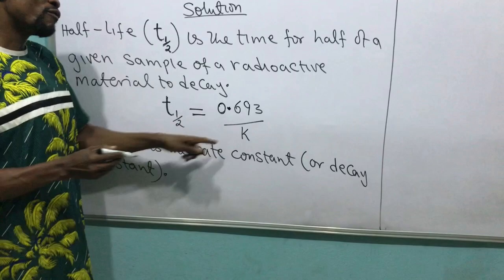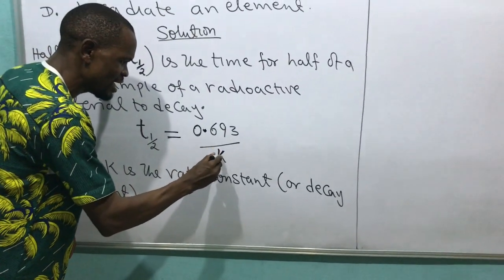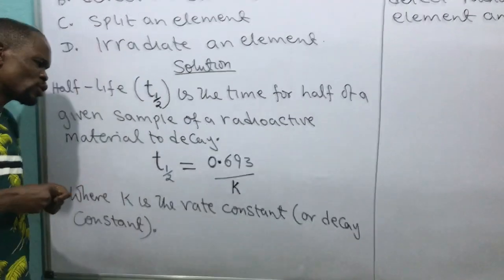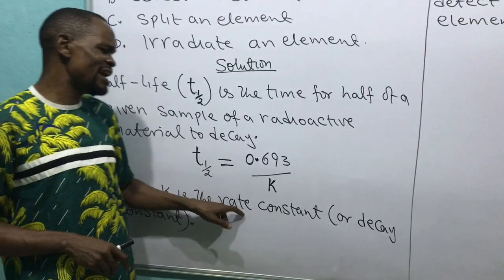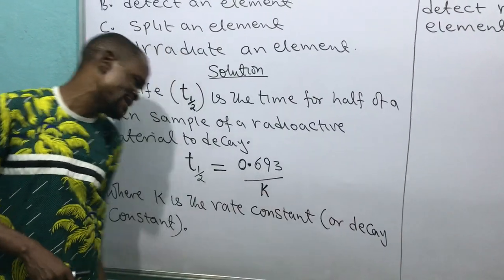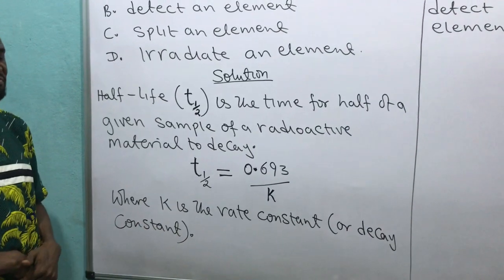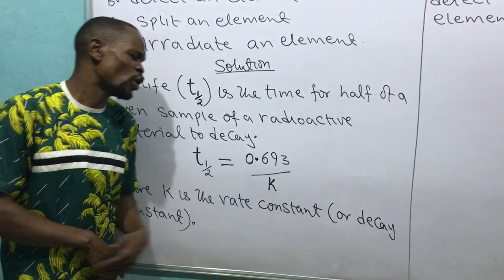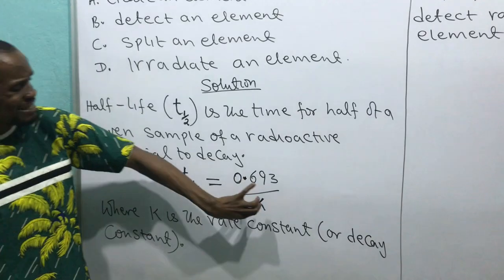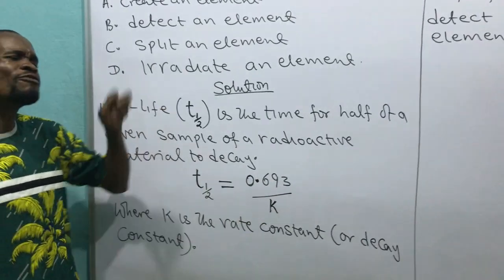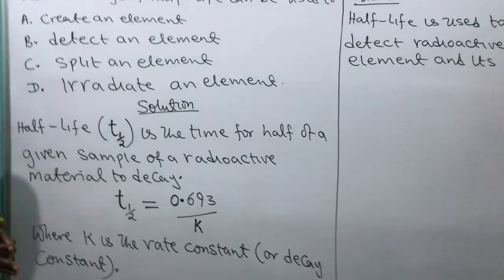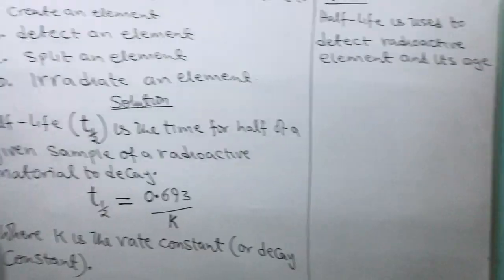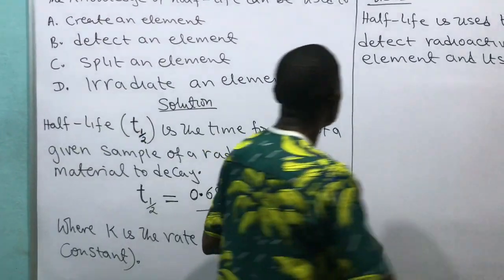0.693 over K. And what's K called? Decay constant. K stands for decay constant, where K is the rate constant, which we'll call the decay constant. I call it rate constant or decay constant. And this constant is constant for a particular material. For a particular radioactive element, this is the constant.